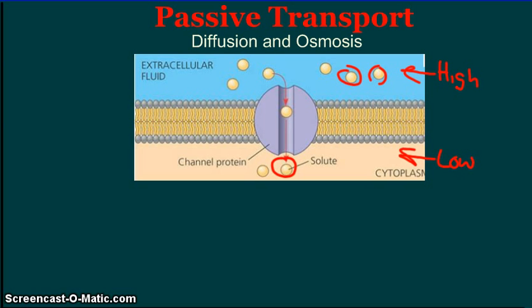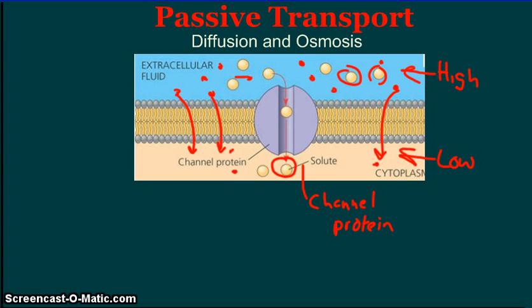Molecules that are small and uncharged can simply move through the lipid bilayer. So if I have a lot of these small molecules that are uncharged, if you remember from what you learned about the cell membrane, these molecules can simply pass through from an area of high concentration to low concentration. Large and charged molecules move through a special channel protein, which is integrated or embedded in that lipid bilayer.